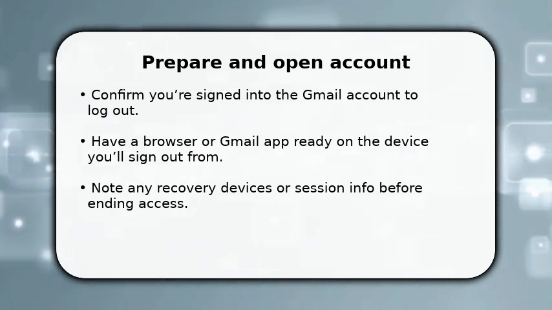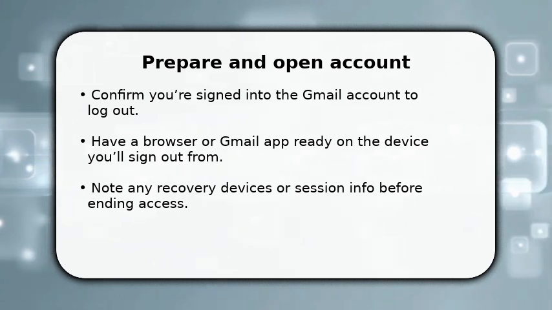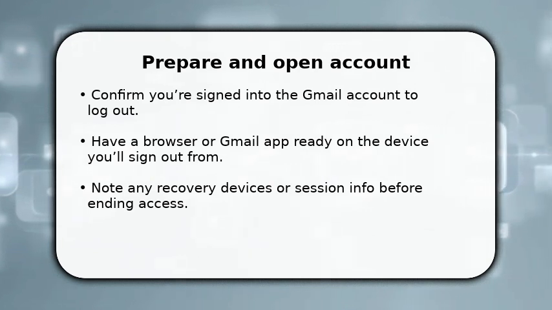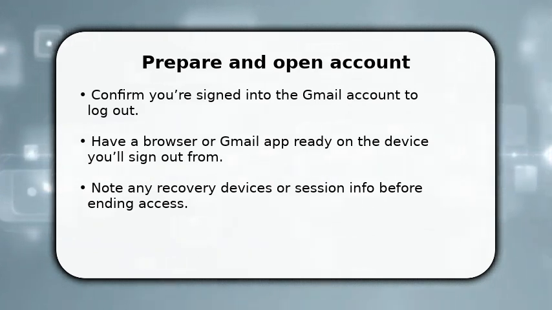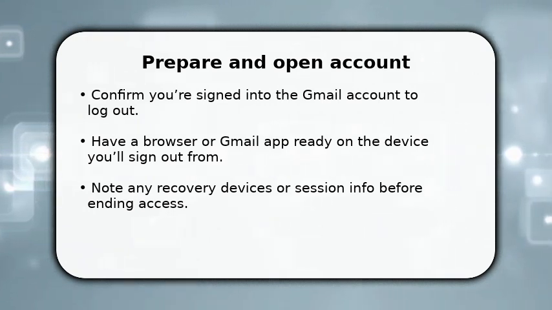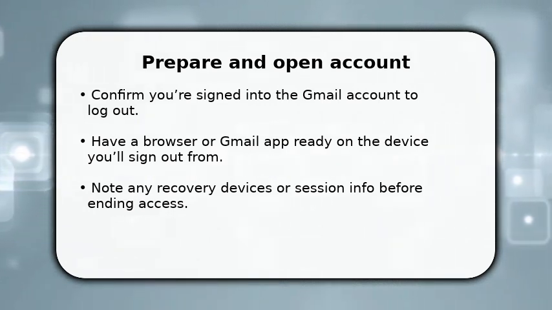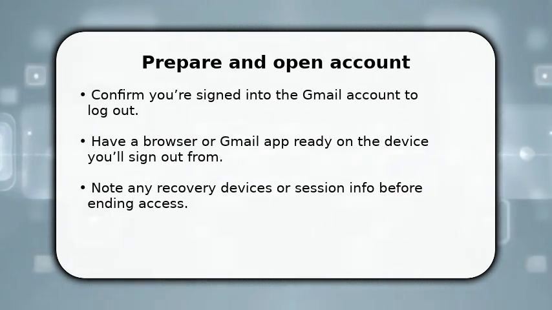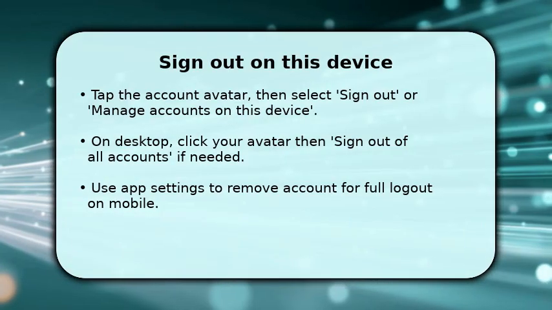If you plan to log out remotely, pause and check that you know the device you want to disconnect. Now tap the avatar to reveal the account menu and prepare to move to the sign out controls. Don't skip this step. Once the menu is visible, choose Sign Out or Manage Accounts on this device to remove the session locally. This ends active authentication on that device.